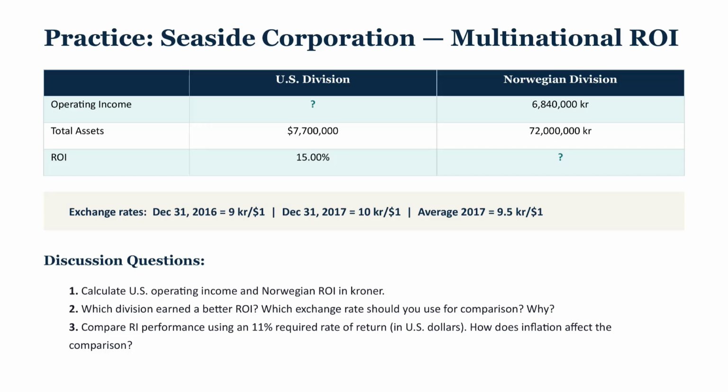Now let's examine Seaside Corporation's multinational challenge. The U.S. division has $7.7 million in assets and a 15% ROI, leaving us to calculate its operating income. The Norwegian division shows 6.84 million kroner in operating income and 72 million kroner in assets, so we need to compute its ROI. We'll also navigate three exchange rates, 9, 10, and 9.5 kroner per dollar, so we can convert each figure accurately. Let's work through these calculations step by step.